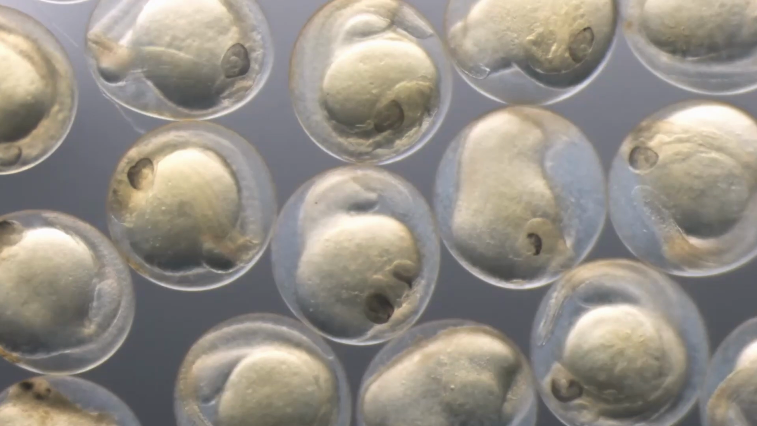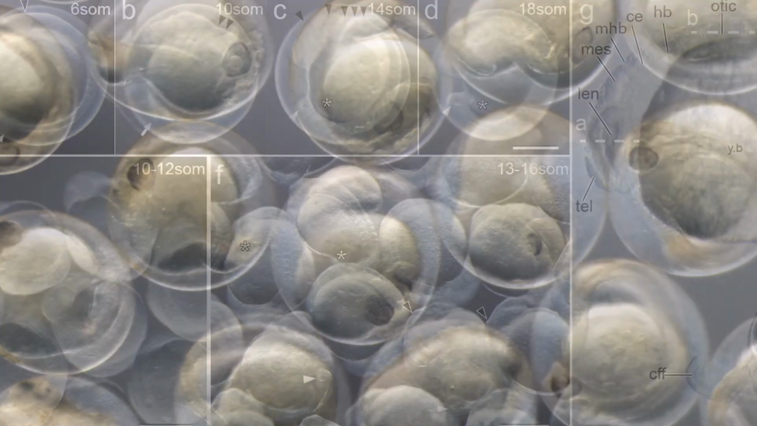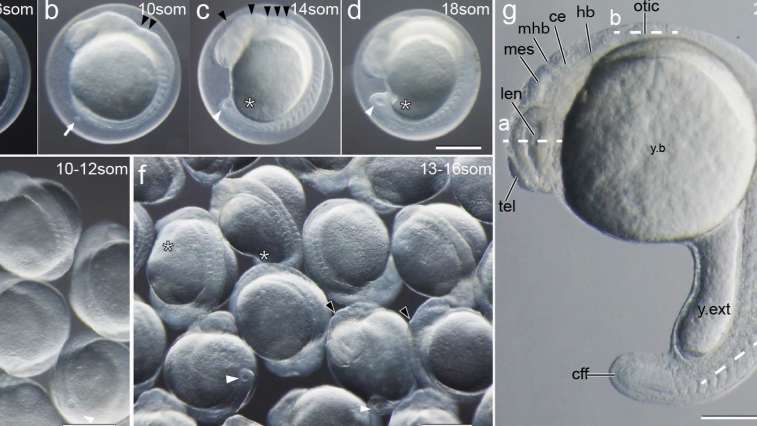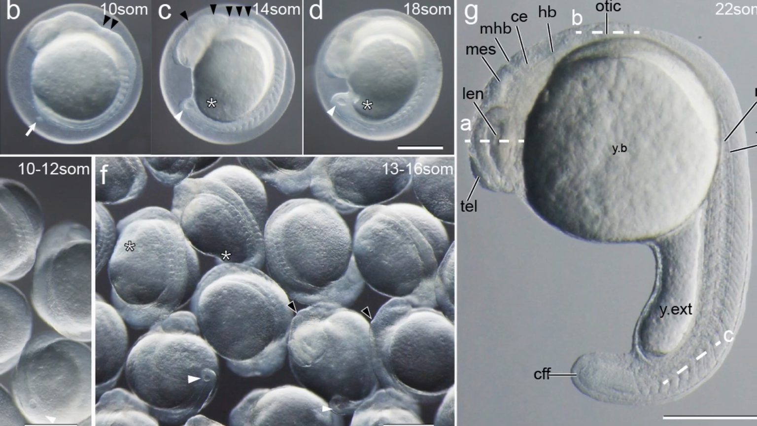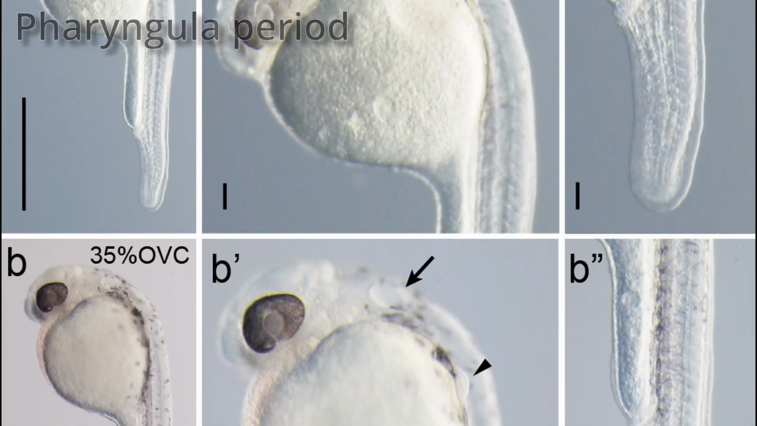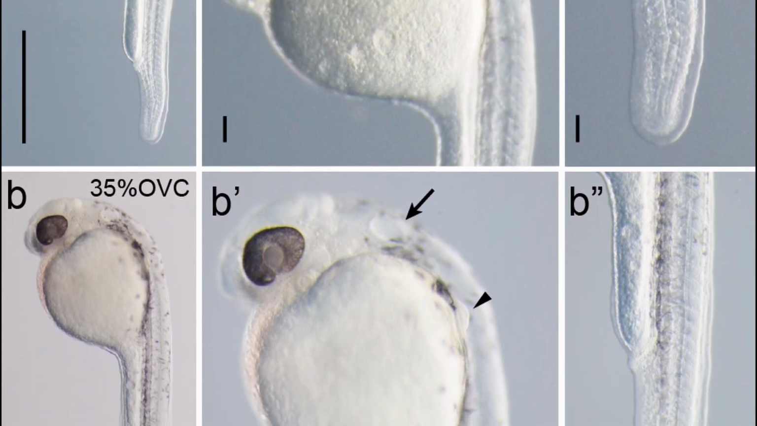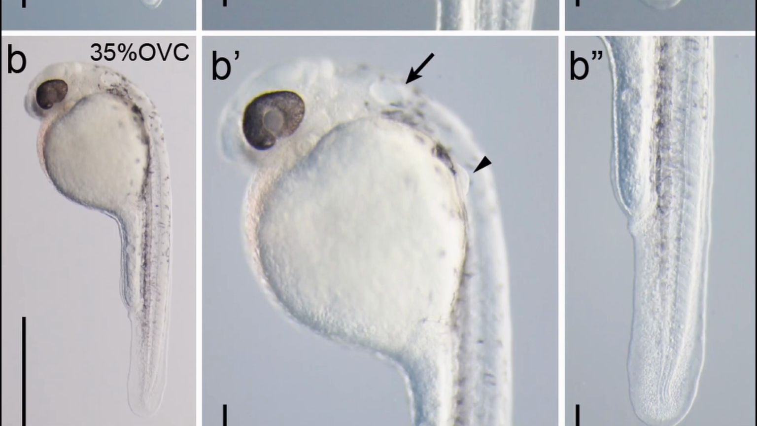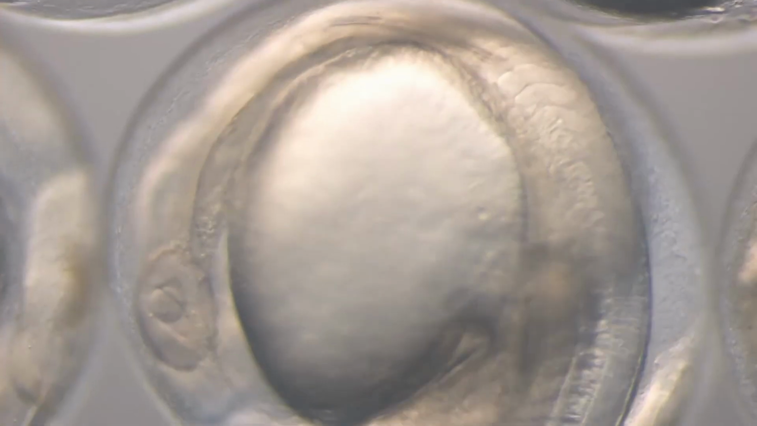In the second half of the segmentation period, the number of somites will exceed 20. And if it progresses further than this stage, it will be the pharyngeal period. The number of somites continues to change even after becoming a pharyngeal stage embryo. However, using body segments as a staging index is no longer realistic.